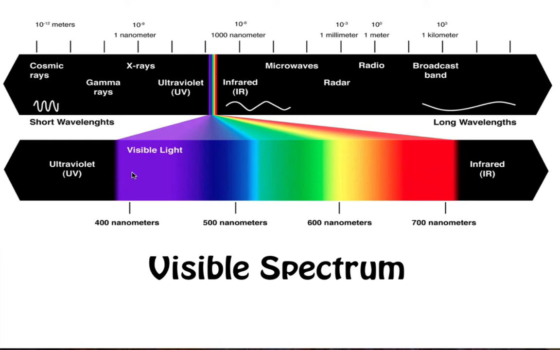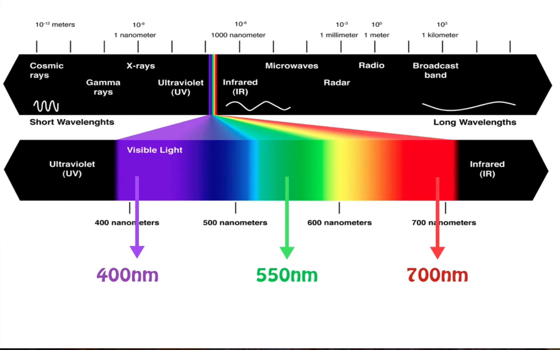Okay, we see violet, we see that color, and we see blues, greens, yellow, and orange and red. And then just past red, we have infrared, and we can't see that color. We can't see microwaves, radio waves, radar waves. So let's highlight a couple of these colors. Let's highlight the violet, which is about 400 nanometers long, the wavelength, the green, and the red.